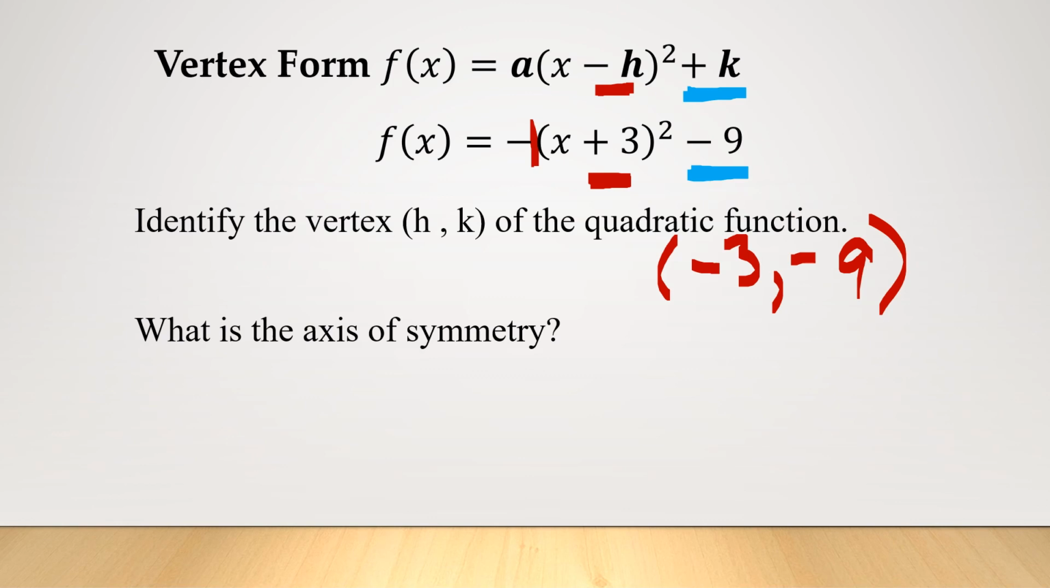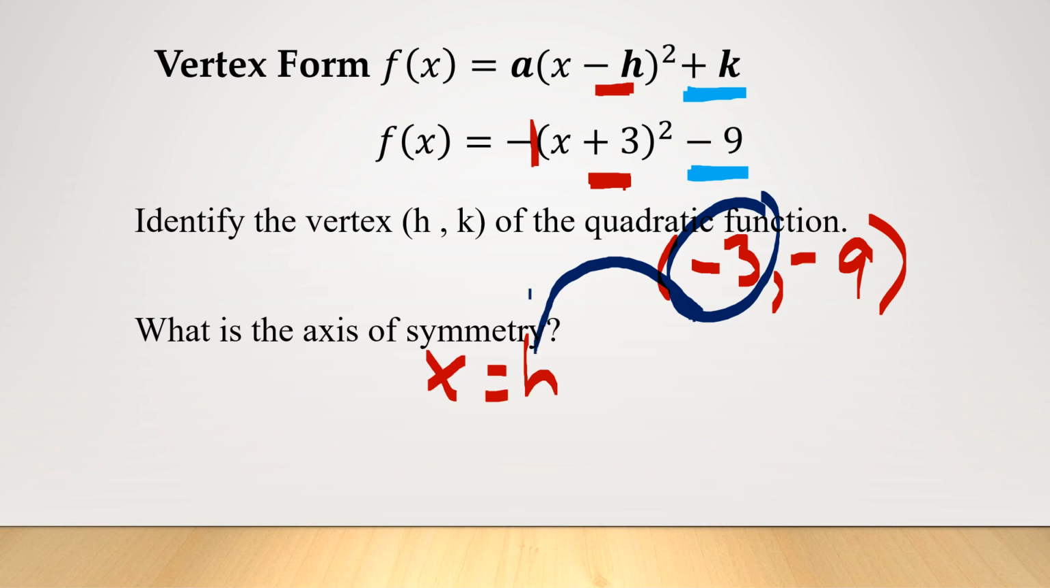What is the axis of symmetry? The axis of symmetry is written in the form of x is equal to h. H is my x-coordinate. My x-coordinate of my vertex is -3. So I'm going to replace the h with -3. So my axis of symmetry is x is equal to -3.